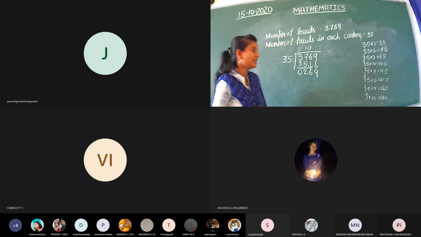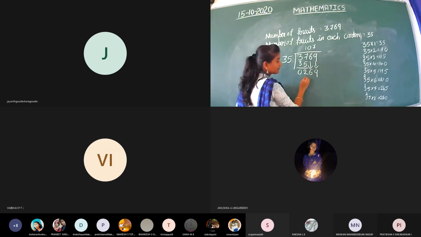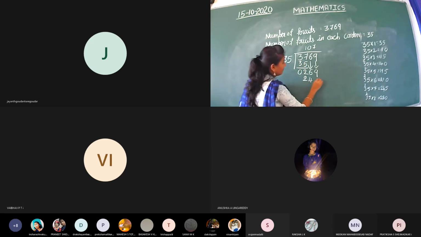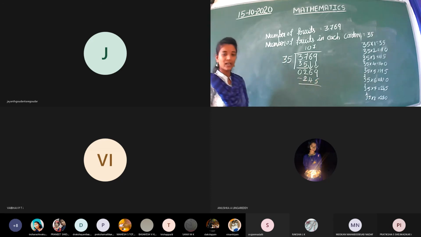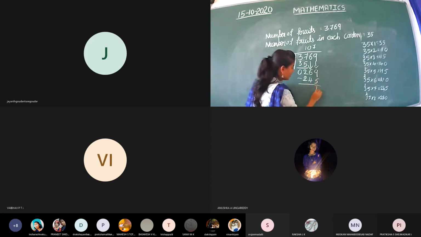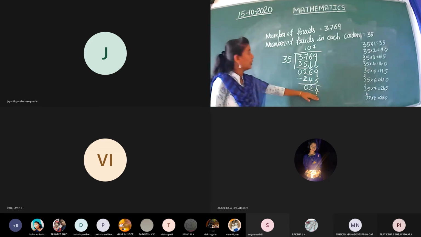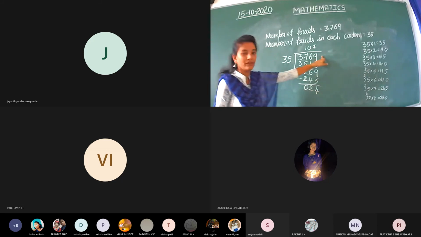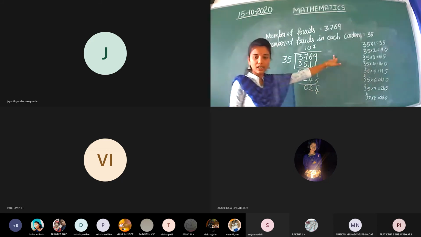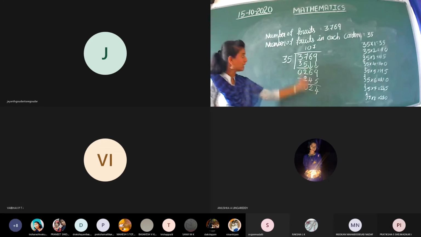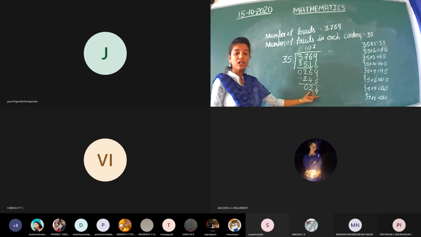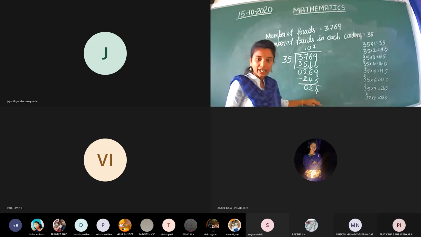35 sevens are 245. Now we can do the subtraction. 9 minus 5 is 4. 6 minus 4 is 2. 2 minus 2 is 0. Then here 24 will come. Is there any next digit in the dividend? No. Then leave here. The quotient is 107. Then the remainder is 24. This 24 will indicate the left out fruits.